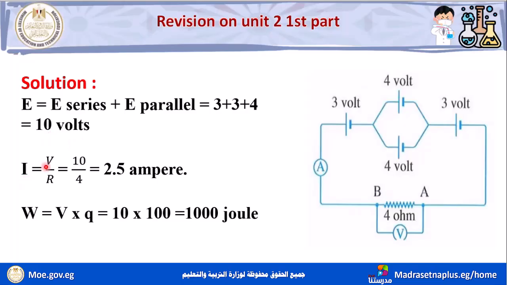Current intensity equals potential difference V divided by electric resistance R, equals 10 divided by 4, equals 2.5 ampere. Work equals potential difference V times the amount of charge, equals 10 times 100, equals 1000 joule.